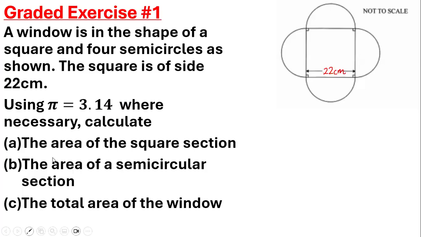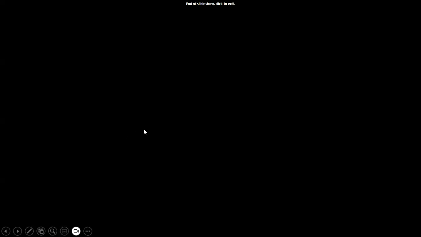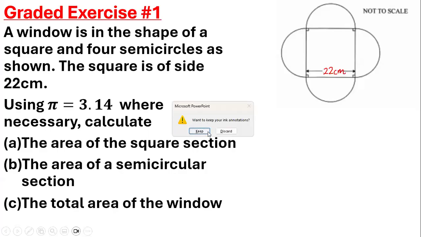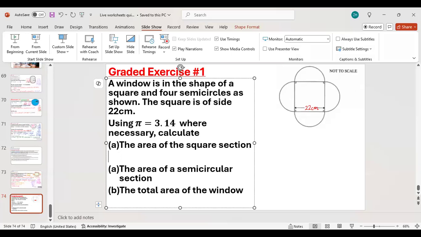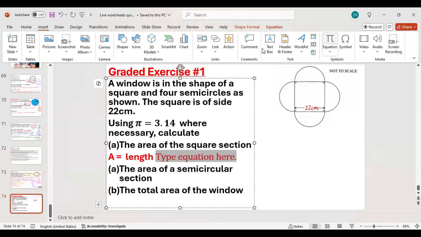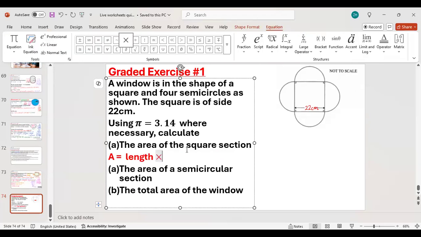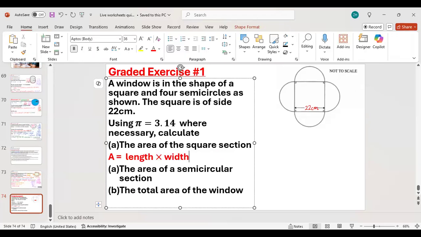All right, so let's go ahead and answer this. So the first thing we're gonna do, we have to figure out the area of the square section. So area of the square section A is going to be equal to, what is the formula for the area of the square? It's gonna be length multiplied by what? Width. Length times width. Very good.